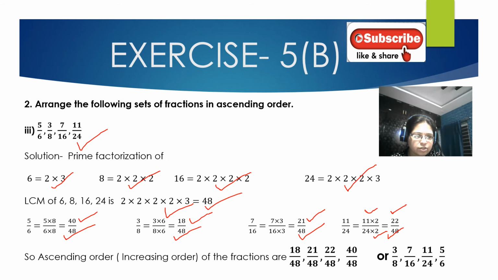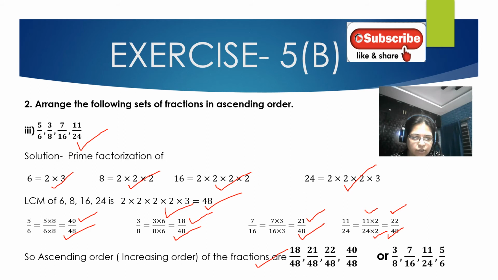Now we have to arrange these fractions in ascending order, that is, increasing order. All are like fractions, so when we compare like fractions, we just look at the numerator. Here 18 is less than 21, is less than 22, is less than 40. So 18 divided by 48 is less than 21 divided by 48 is less than 22 divided by 48 is less than 40 divided by 48.